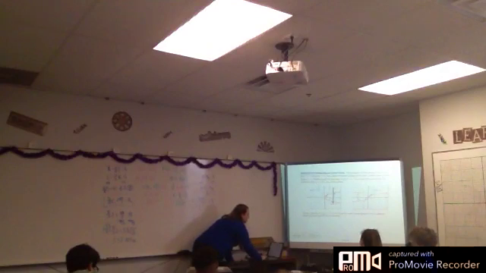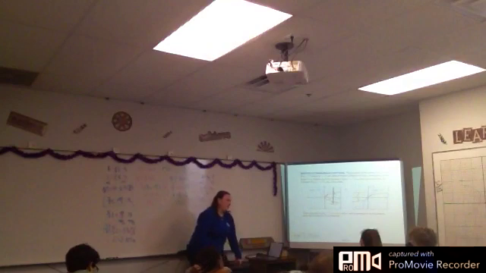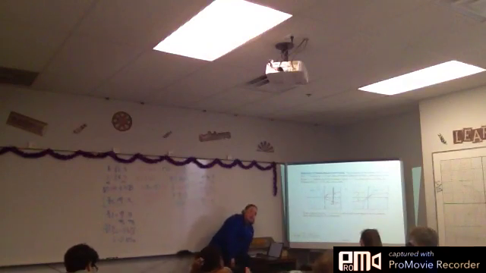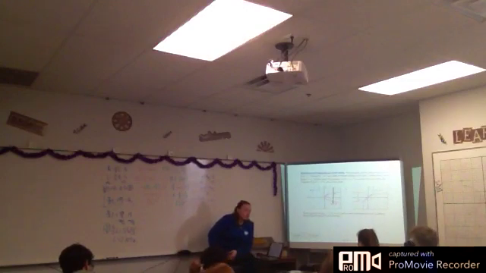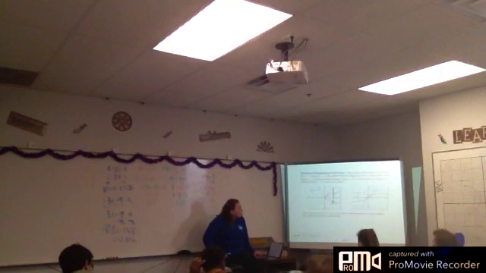Why is this not a function? Because what, Chris? There's 2 points on the same line. Yes, because if I do a vertical line test, like this black line shows here, it crosses through there twice. So it's not a function, okay?